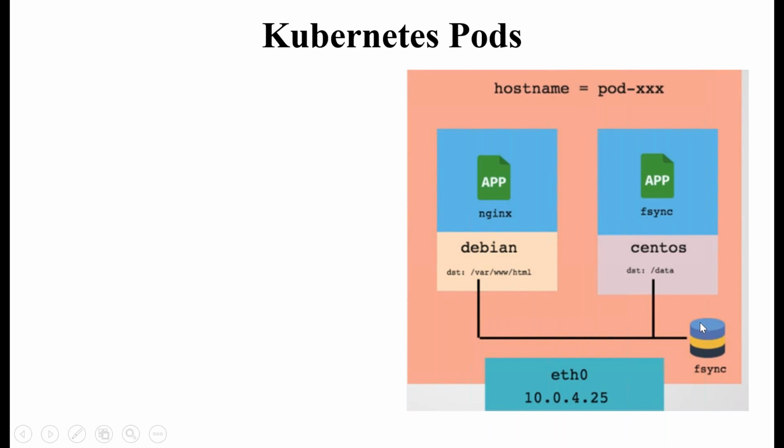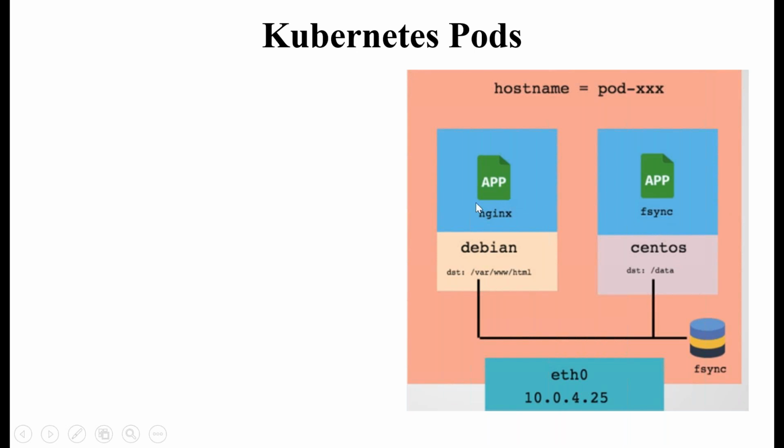But whenever we try to understand this, between these two containers, what is common and what is isolated? If you look at what is isolated, the Nginx container is an isolated one, and the second, the fsync application, is also an isolated one. These two are isolated containers.